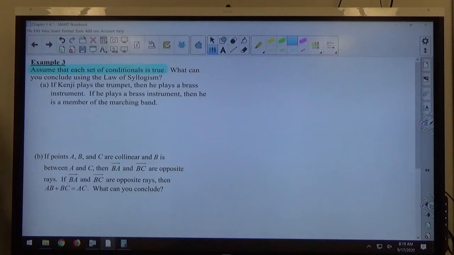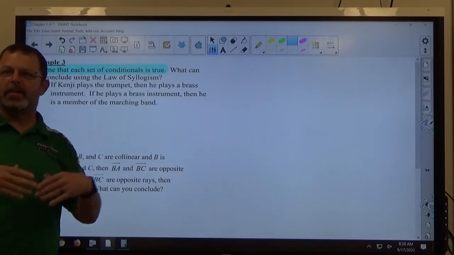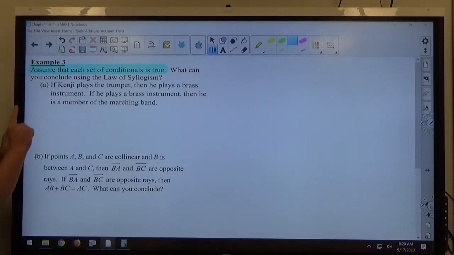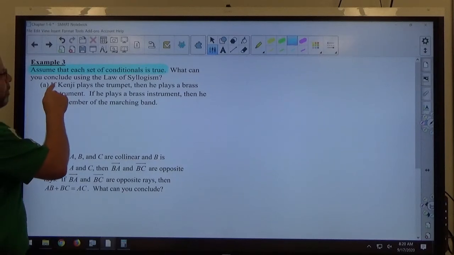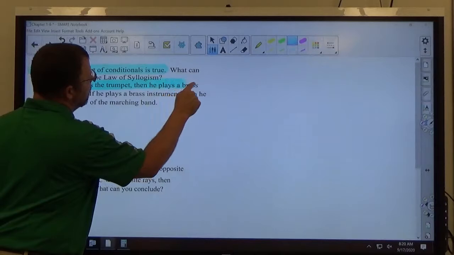And train yourself to recognize a conditional statement. If it says if, then it's pretty obvious. But if it's categorical, like all dogs are cute, that means if something's a dog, then it is cute. So be able to create an if-then statement out of the idea that they've given you. This first one says, if Kenji plays the trumpet, then he plays a brass instrument. So this is our first if-then statement.